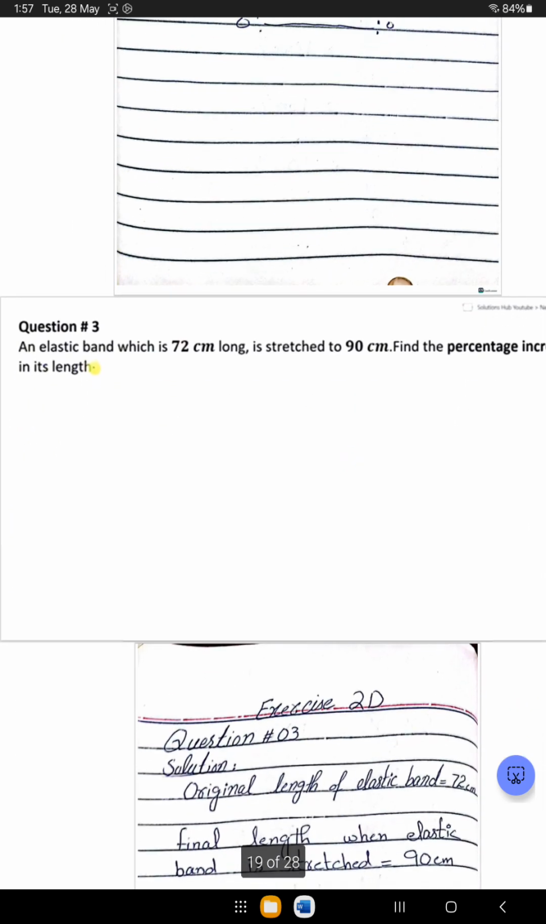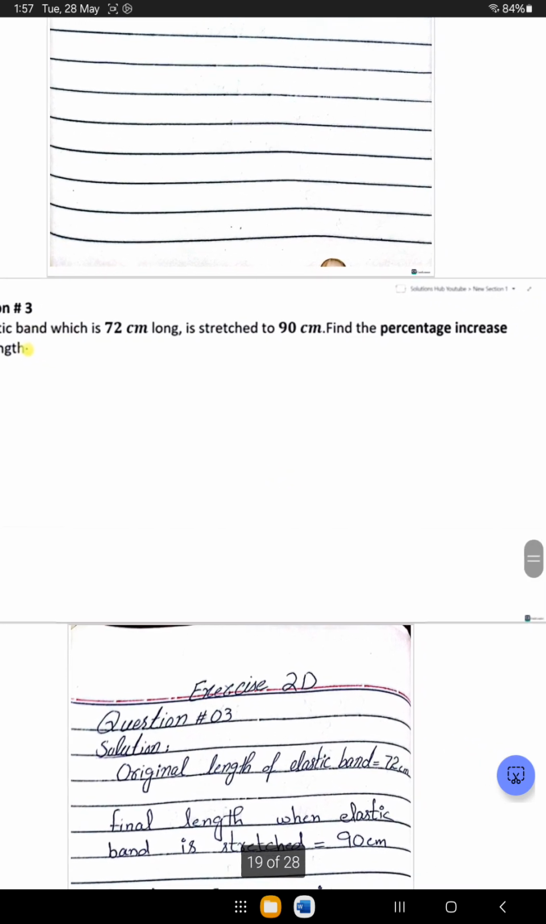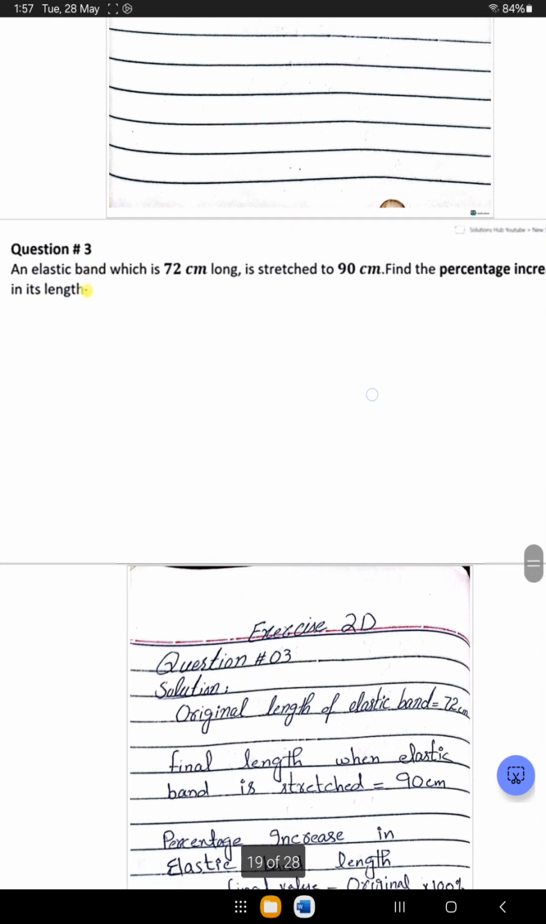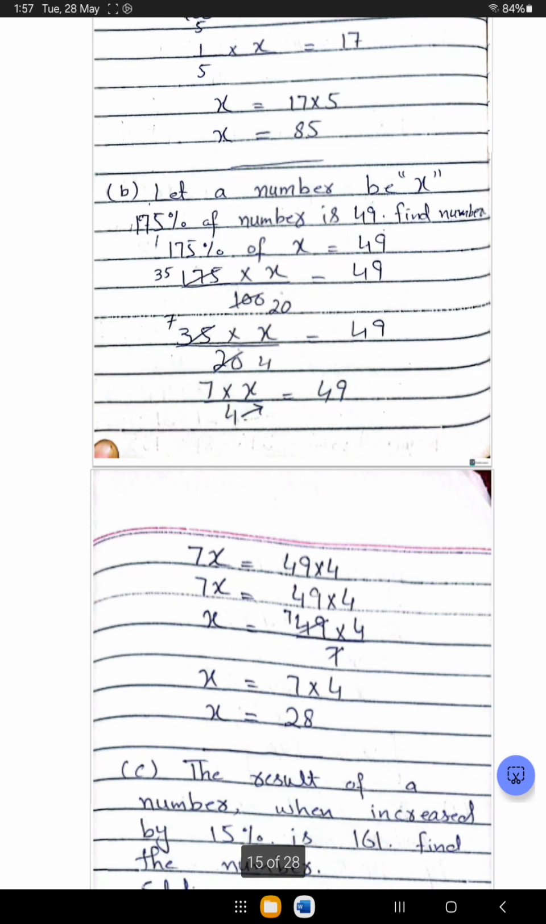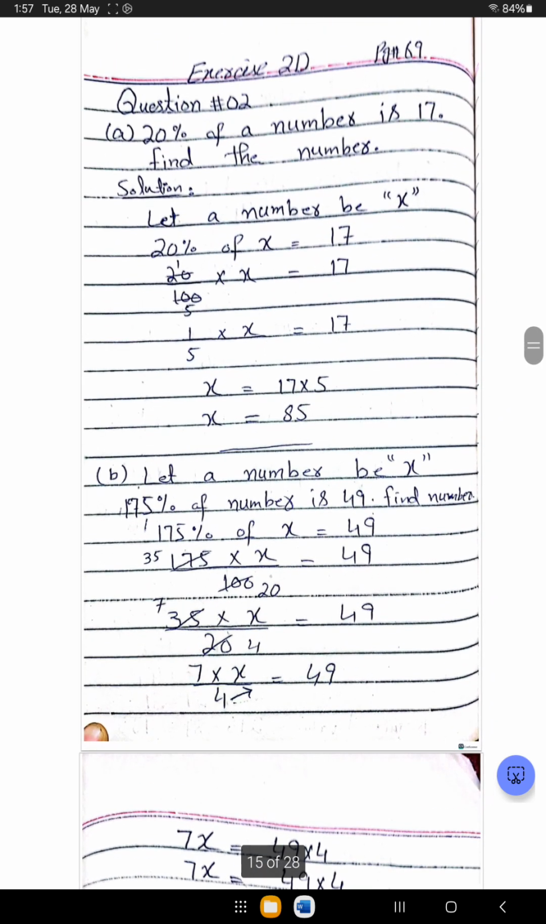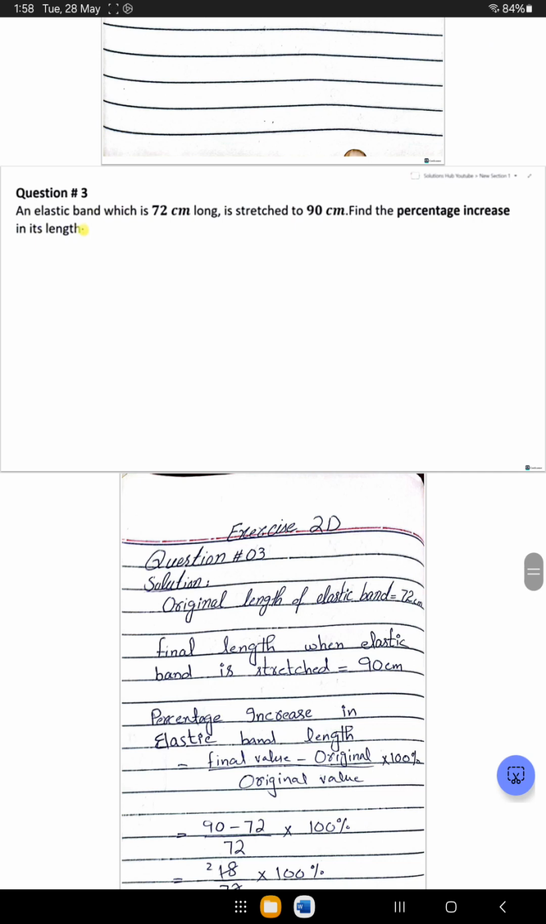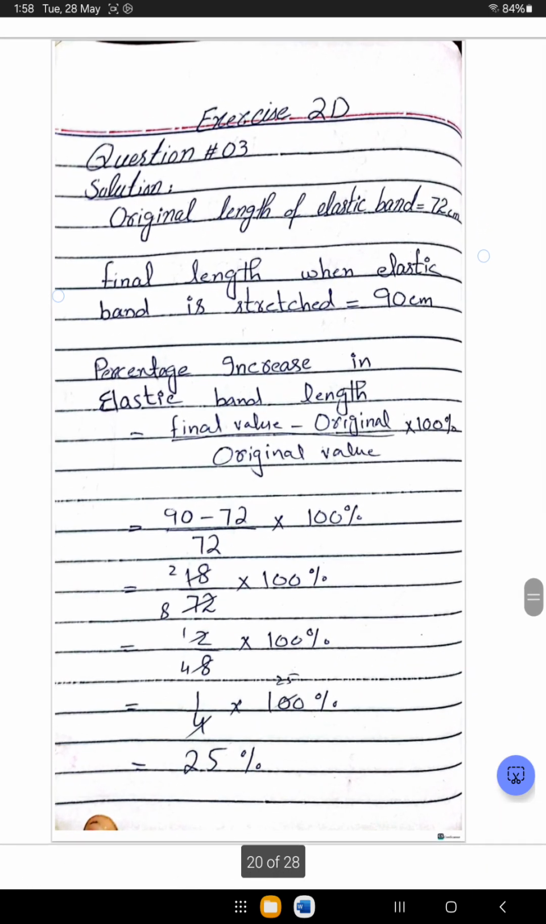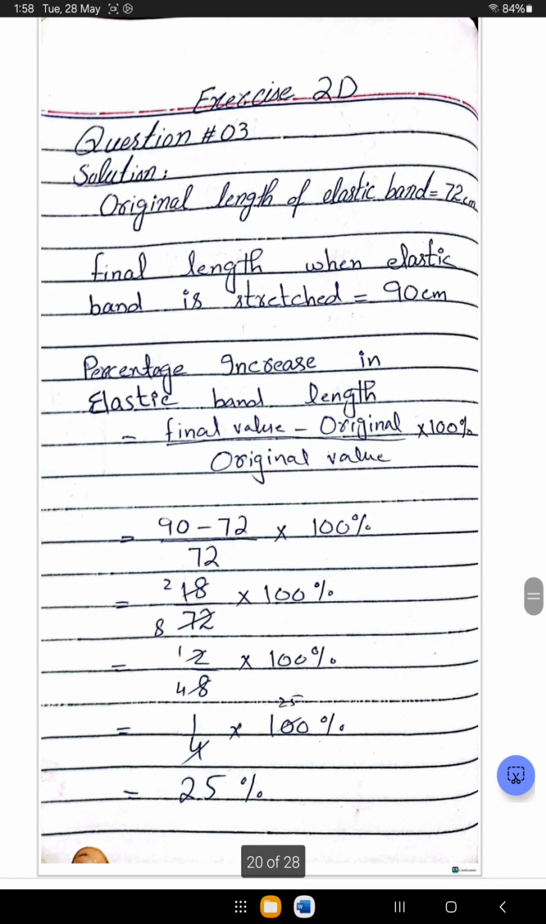Question number 3. An elastic band which is 72 centimeters long is stretched to 90 centimeters. Find the percentage increase in its length. First of all, we find the original length of the elastic band, which is given as 72. The final length when the elastic band is stretched is 90 centimeters.